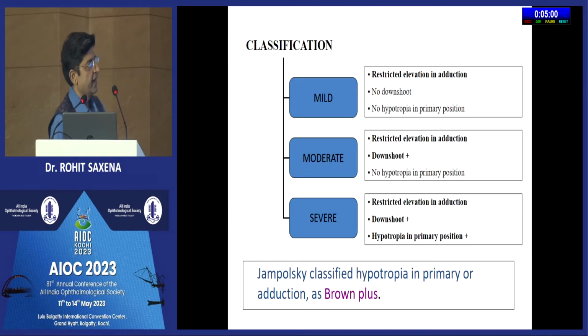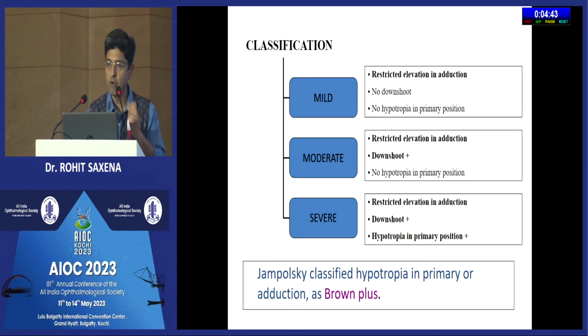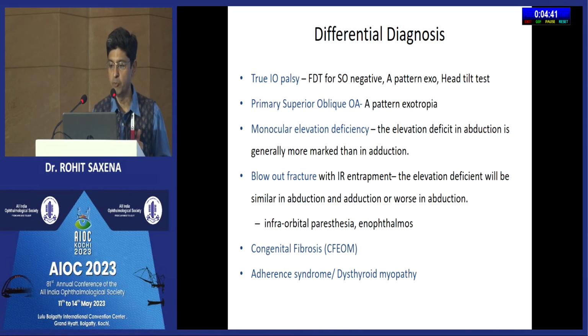So it could be mild when essentially there is a restricted elevation in adduction. Along with that, if there is a downshoot in adduction, it becomes moderate. Along with hypotropia in primary position, it becomes severe. So depending upon how severe it is, it becomes your indication for surgery. And Brown plus would be an associated superior oblique overaction.